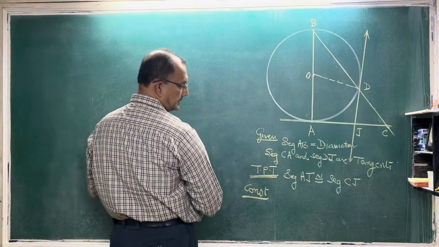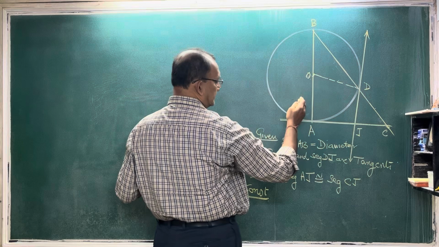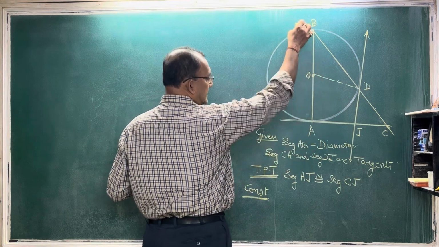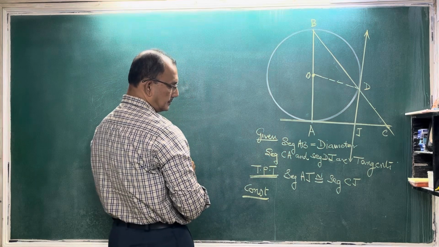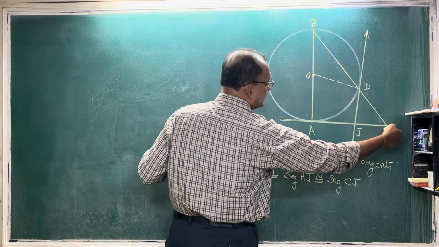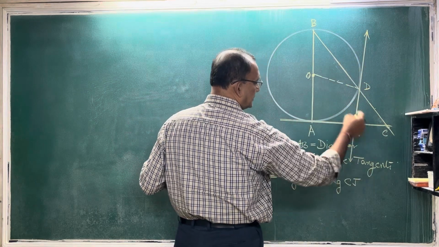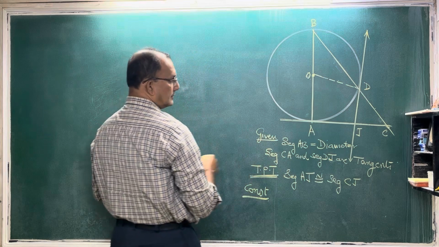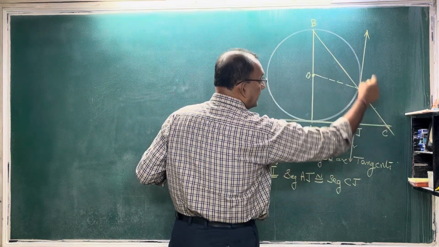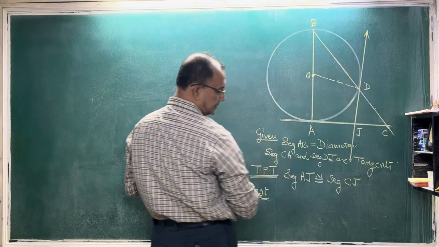In this circle sum, they have mentioned Seg AB is a diameter. That means center O lies on AB. Seg CA and DJ are tangents to the circle. So AB is a diameter, and Seg CA and DJ are tangents to the circle.